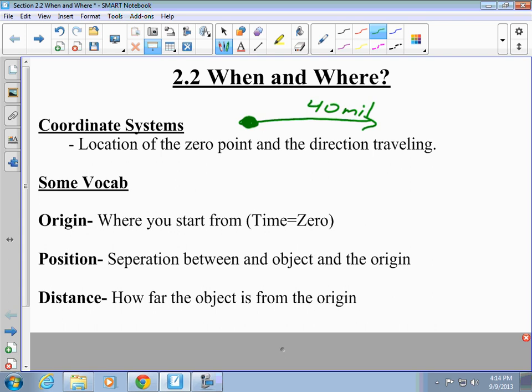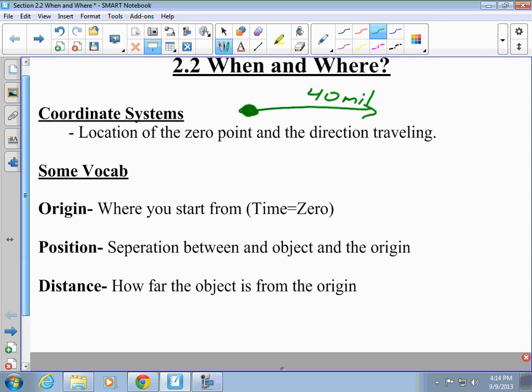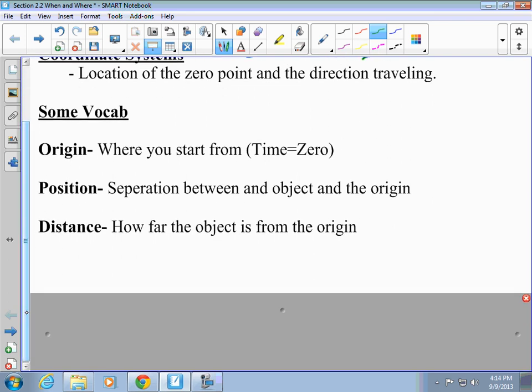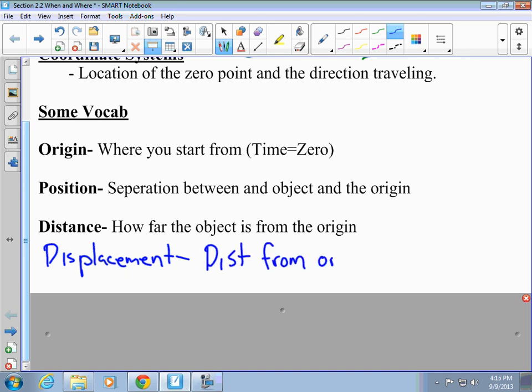Position and distance are the same, except when you're graphing velocity or acceleration, it's going to change a little bit. But one word that we don't have in here that's important to have in here is displacement. And displacement is your distance from origin.